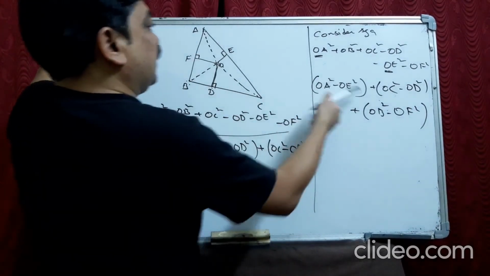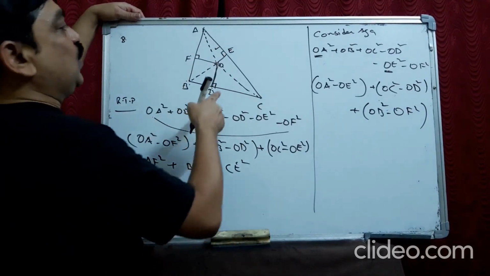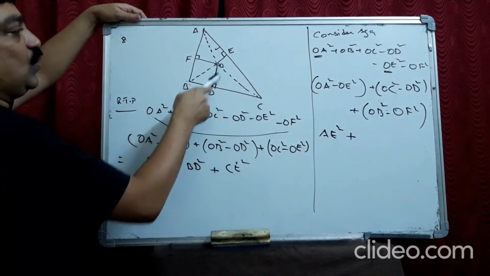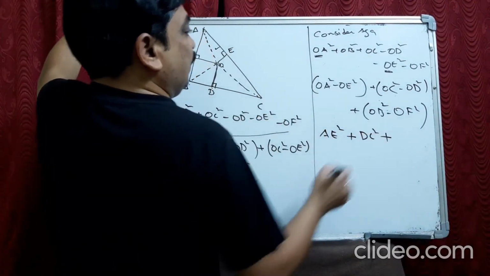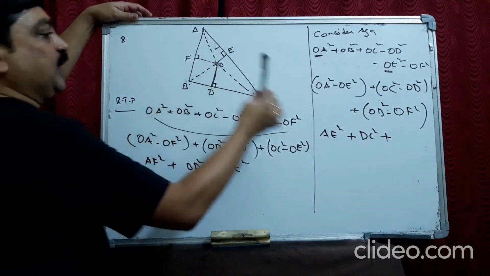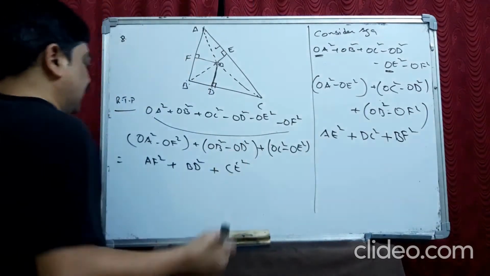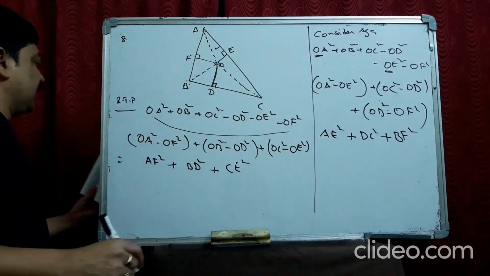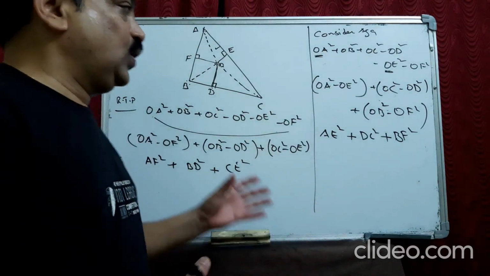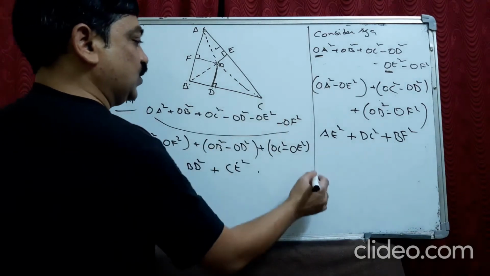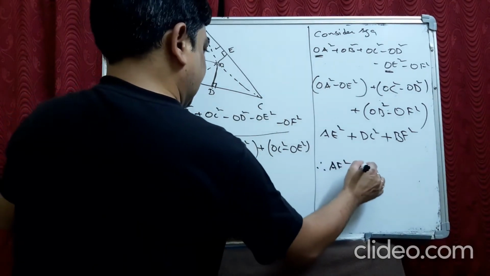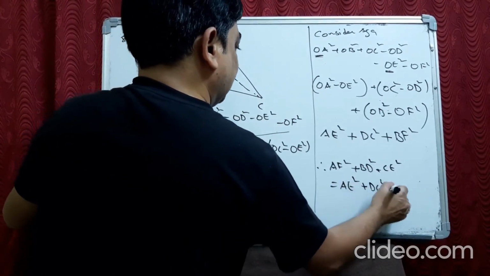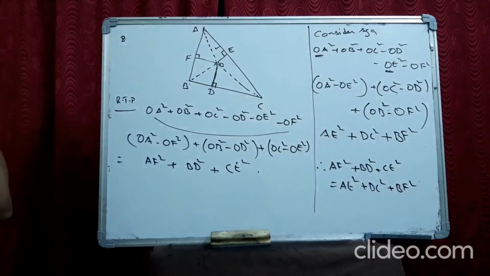Now from this right angle triangle, OA square minus OE square becomes AE square, and OC square minus OD square becomes DC square, plus OB square minus OF square becomes BF square. So both are equal. That's what they have asked us to prove. Only the direction is important, how to go. So you'll get both answers by taking these, and you can equate these two also. Therefore, AF square plus BD square plus CE square will be equal to AE square plus DC square plus BF square. Okay. Right.